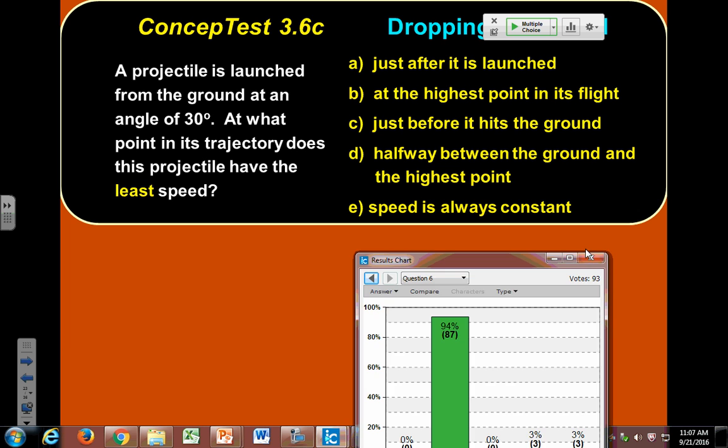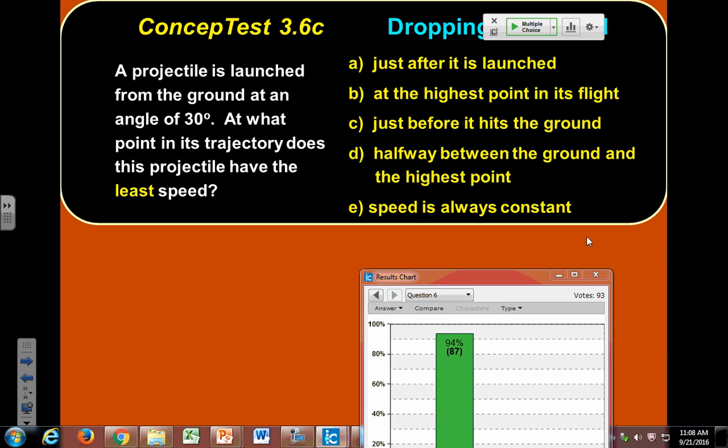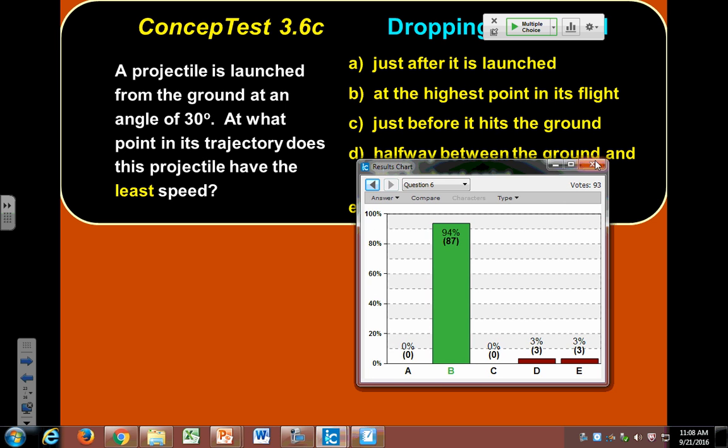Awesome. B is right at the highest point. Now, is it speed 0 at the highest point? No, it's not, because it still has that x velocity. But the velocity in the y direction is 0 at the highest point. So, did I mark it correct? Yeah, so B is the right answer.